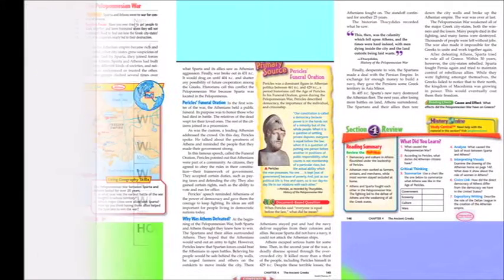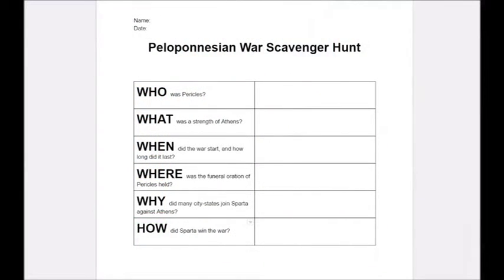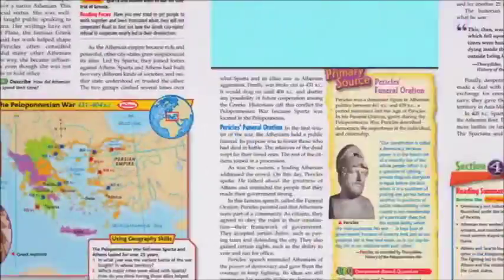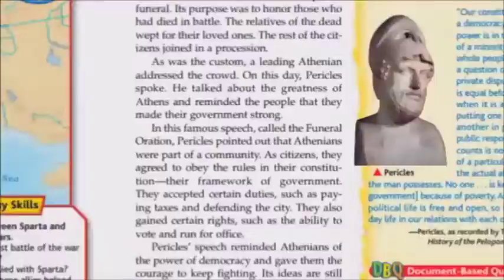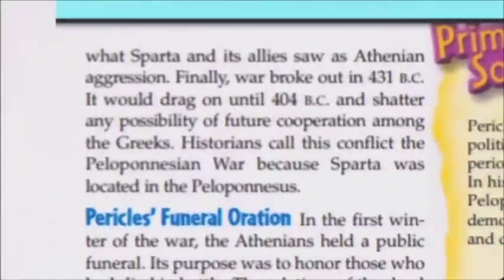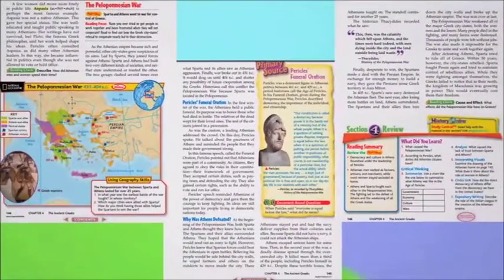So instead, I would give you something like this. A reading guide scavenger hunt that asks you to look for specific W's and H's in the text and write a definition or description based on the context clues. For example, one question on the guide could be something like, why did many city-states join Sparta against Athens? Or, who was Pericles? Or even, when did the war start and how long did it last? All these questions could be answered just by using the textbook and the guide that would help in identifying the key points that I want you to take away from the reading.